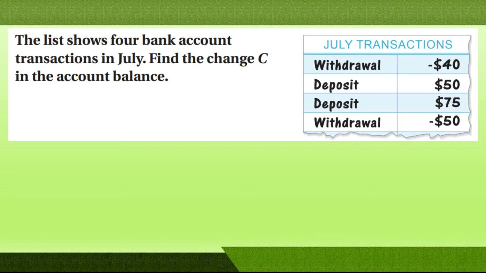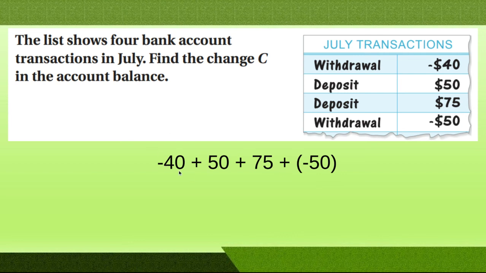All right, this list here shows 4 bank account transactions in July. Find the change in the account balance. So we withdrew a couple times and we deposited. There is more than one way to solve this problem, but what we need to do to find the change is we need to add all of these together. So I add what happened my first through fourth transaction in July.